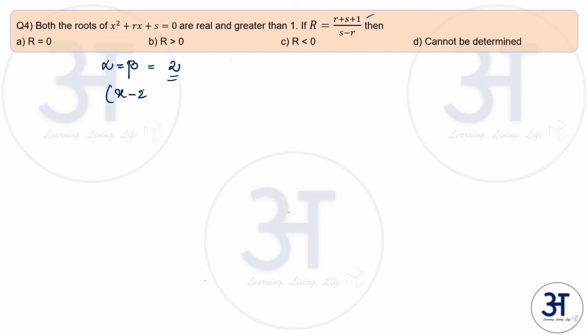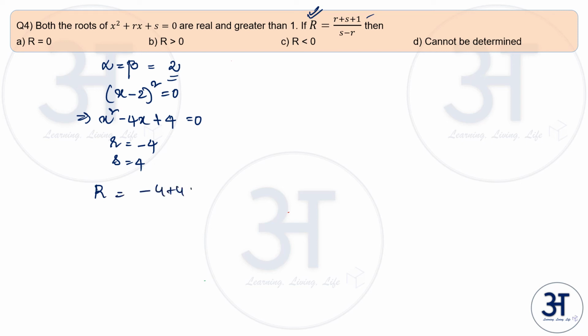So then the equation will be x minus 2 whole square equal to 0, right? In that case your equation will be x square minus 4x plus 4 equal to 0. Here r equal to minus 4, s equal to 4. Substitute in this. Capital R equal to minus 4 plus 1 by 4 minus of minus 4. So this is greater than 0. So the answer should be B. But just because there is a cannot be determined option, let us also do method 2, that is the theoretical method. How do you do that?